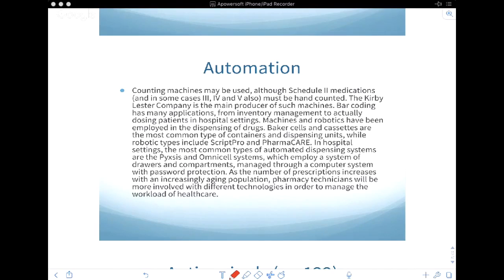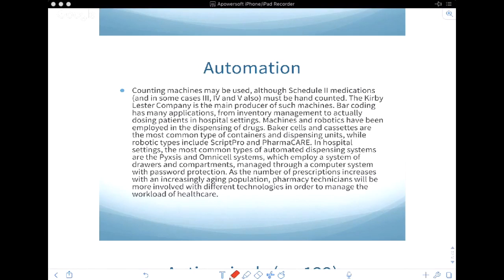The Kirby Lester Company is the main producer of such machines. Barcoding has many applications, from inventory management to actually dosing patients in hospital drugs. Machines and robotics have been employed in the dispensing of drugs. Baker cells and cassettes are the most common type of containers and dispensing units, while robotic types include ScriptPro and PharmaCare. In hospital settings, the most common type of automated dispensing system are the Pyxis and Omnicell systems, which employ a system of drawers and compartments managed through a computer system with password protection. As the number of prescriptions increases with an increasingly aging population, pharmacy technicians will be more involved with different technologies in order to manage the workload of healthcare.